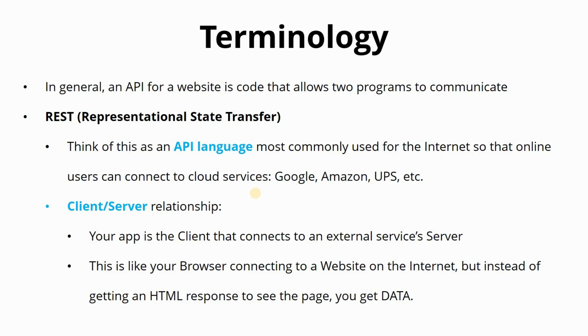And at the heart of a RESTful API is the client-server relationship. So your app is the client that connects to an external service's server. Okay, the client makes a request, and the server responds to the client. Okay, again, this is like your browser connecting to a website on the internet. So the browser is the client, and the website is hosted on a server. Okay, and that server for the website will return a response back to the browser so that your browser can display information.